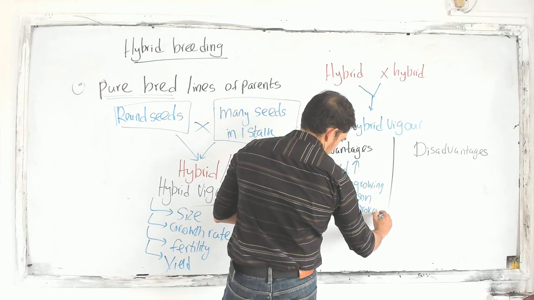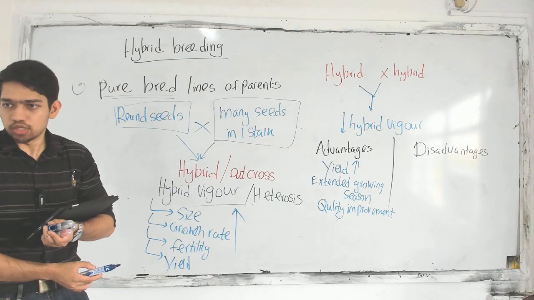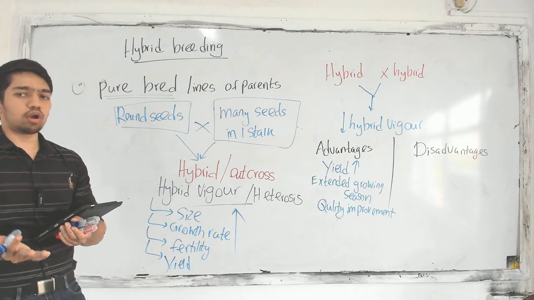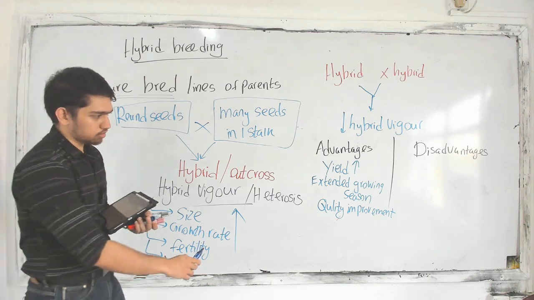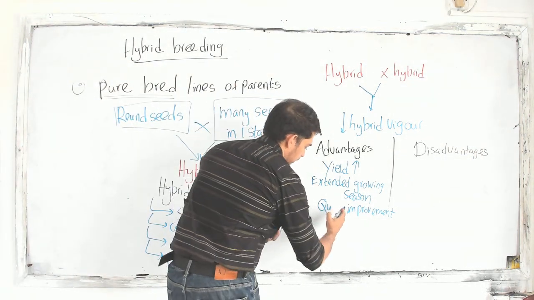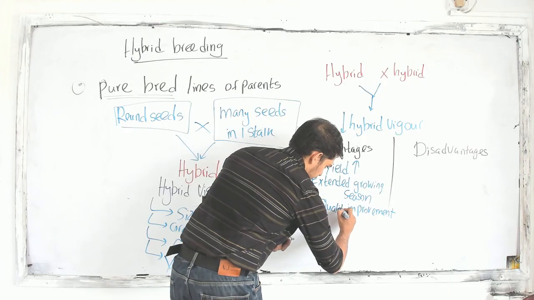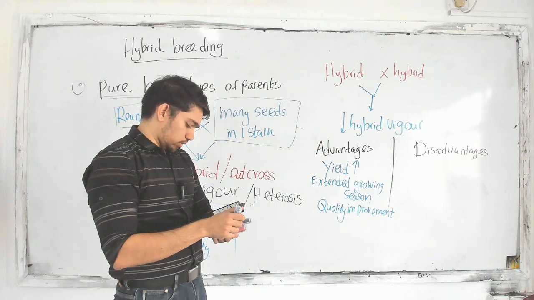What do you mean by yield improvement? Definitely, hybrid produces more yield. It can be more rice or more quality rice or something. That comes under quality improvement as well, right? However, the yield is increased. Yield improvement. What do you mean by extended growing season?